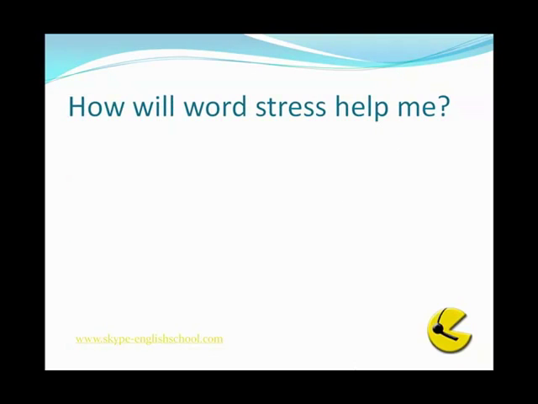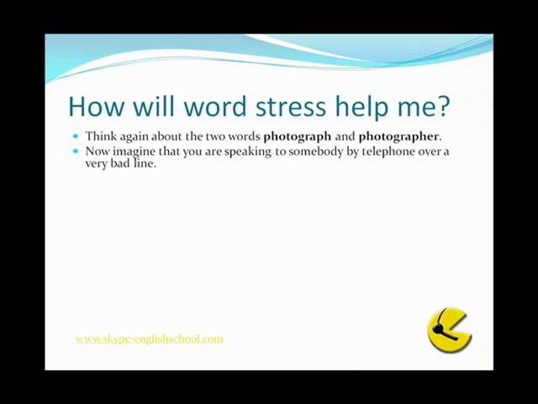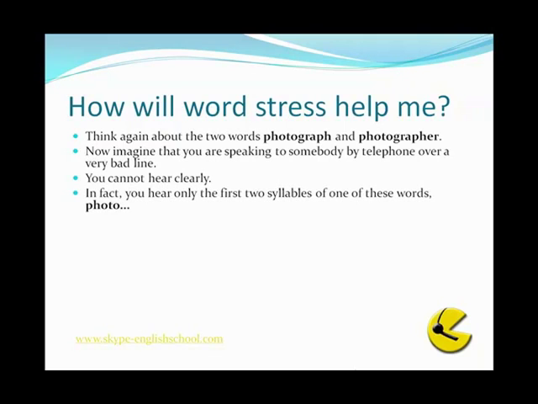How will word stress help me? Think again about the two words photograph and photographer. Now, imagine that you are speaking to somebody by telephone over a very bad line, a very bad connection. You cannot hear clearly. In fact, you hear only the first two syllables of one of these words, photo. Which word is it? Photograph or photographer?